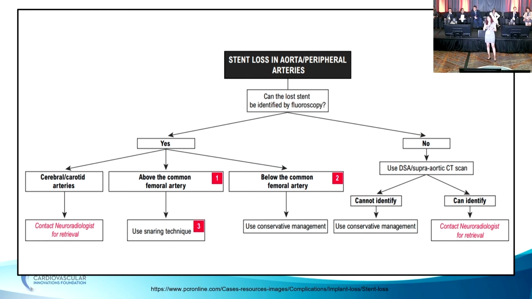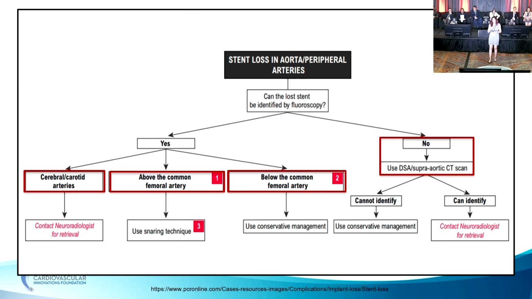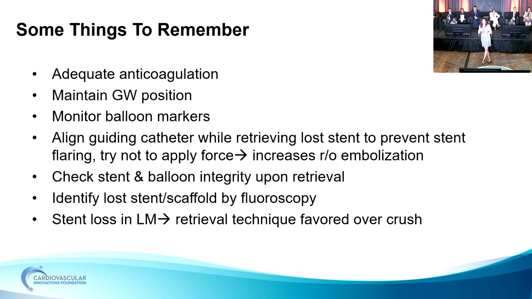Now, if it's in the periphery, if it's going to the head and neck vessels, then obviously you want to call a neuroradiologist. If it is above the femoral artery, then you can use a snare, and pretty obvious, if you can see it on fluoro, it's much easier. You can just bring it out. If it's below the femoral, then maybe you just do conservative management. And if you can't see it on fluoro, consider a DSA or even a CT scan, and then same thing, if it's in the head and neck vessels, then you call a neuroradiologist or a very professional, well-trained peripheral interventional cardiologist.